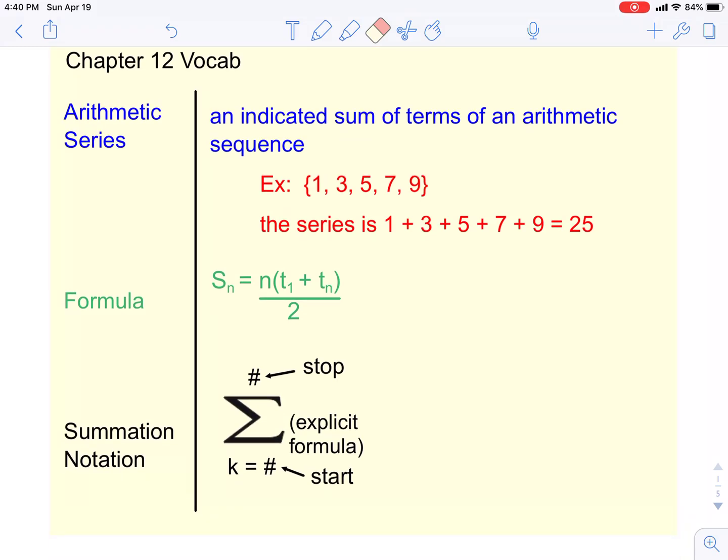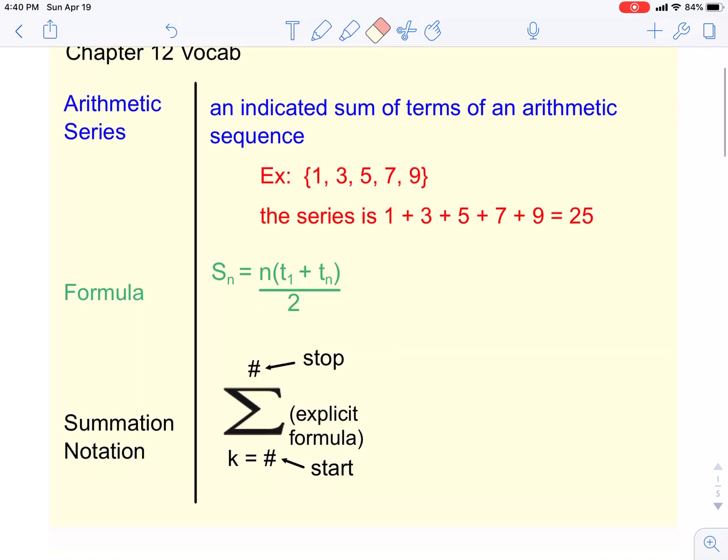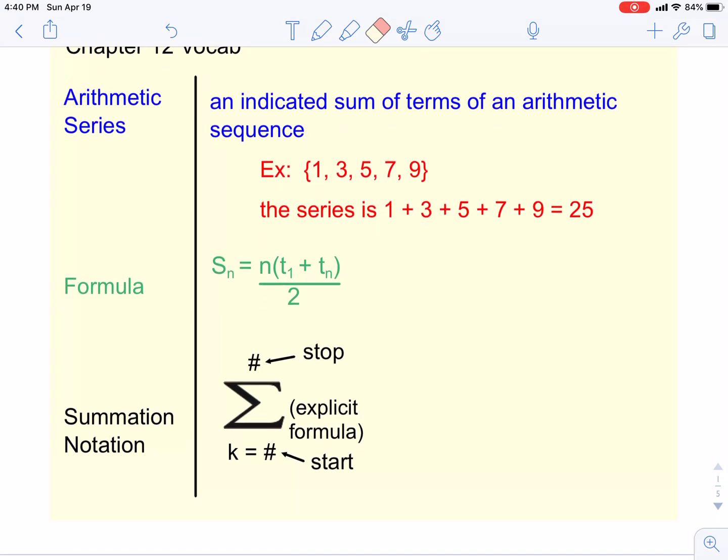All right, welcome back to 8.2. I know it says Chapter 12 vocab on top. We work close with Algebra 3 and the stuff that they're covering, so some of the things get mixed in a little bit. So this is 8.2 notes.